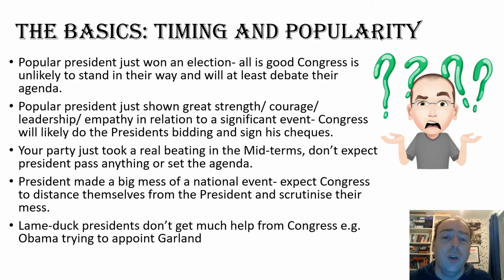Now, if you've got a particular set of circumstances in terms of timing and popularity, this can make things different. So if you've got a popular president, they've just won an election, they got a landslide victory, big electoral college victory, big popular vote victory, which should have helped Biden in 2021, then essentially all is good. Congress is unlikely therefore to stand in your way.